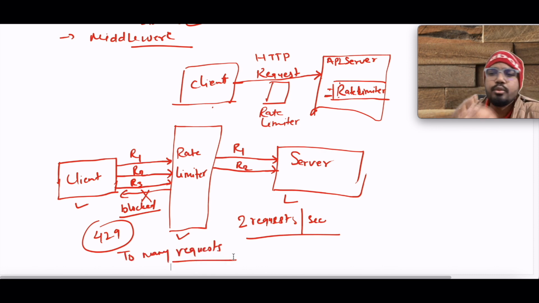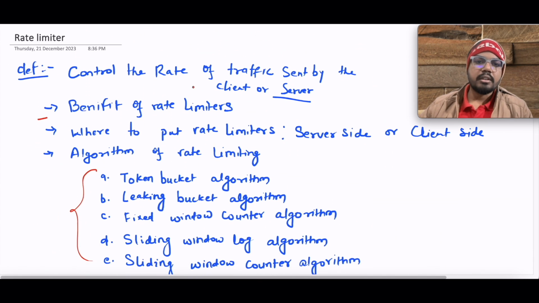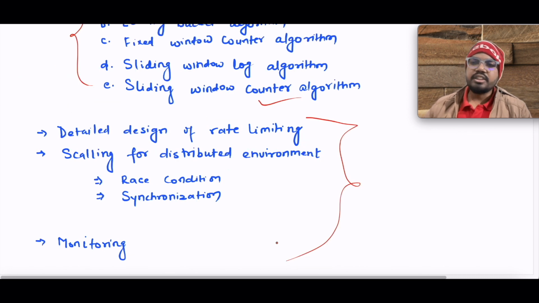Now suppose you think about whether we should put a separate service for the rate limiter. Yes, you can, or maybe you can put it in the same code without writing a separate service. It all depends on how your code is designed and what type of infrastructure you are using. So what we covered till now: the definition, the benefits, and where we can put the rate limiter. This is a very long video.